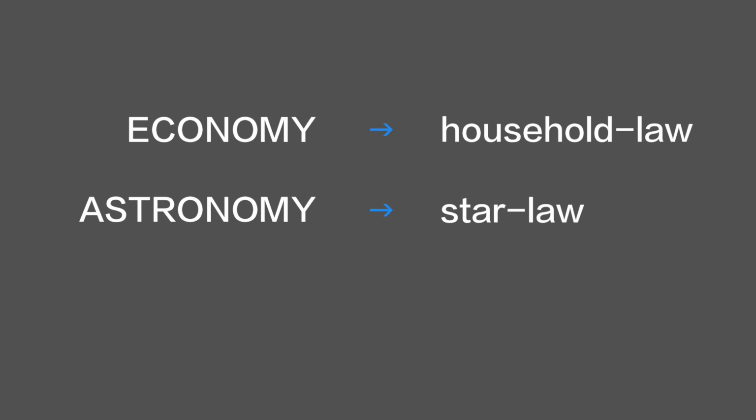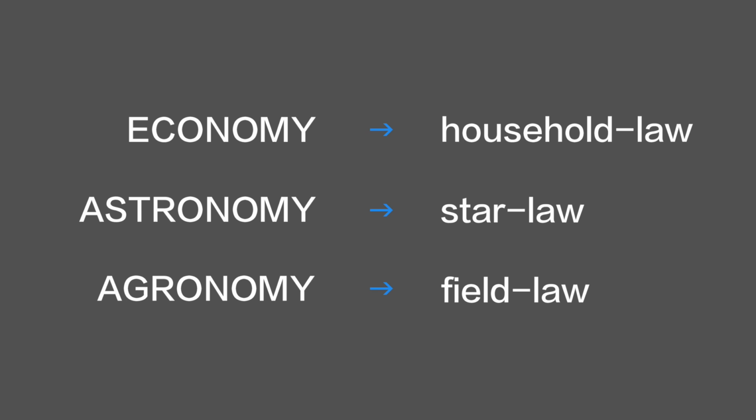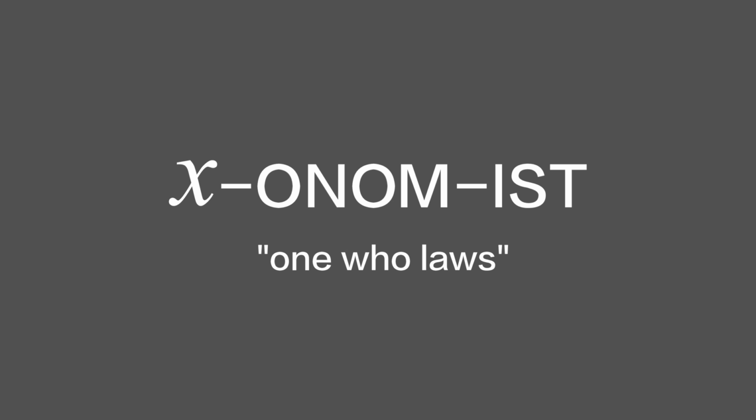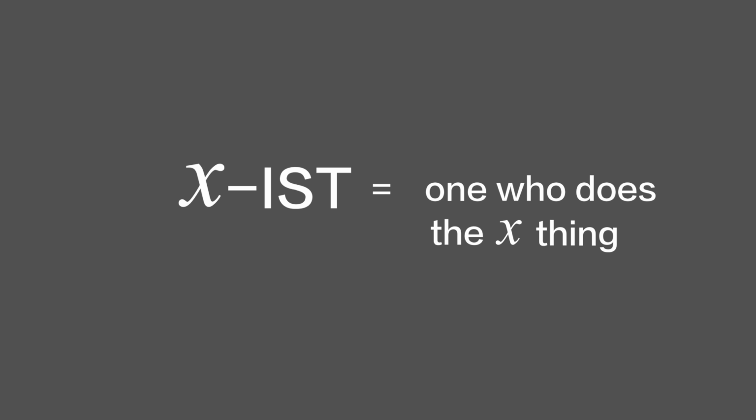Compare astronomy, which means star law, and agronomy, meaning field law. The problem is, there is obviously no verbal idea here to work with. To translate economist as one who laws just wouldn't cut it. So let's go back a stage. Remember when we said that X-IST more or less accurately means one who does the X thing? Actually, it means exactly that.